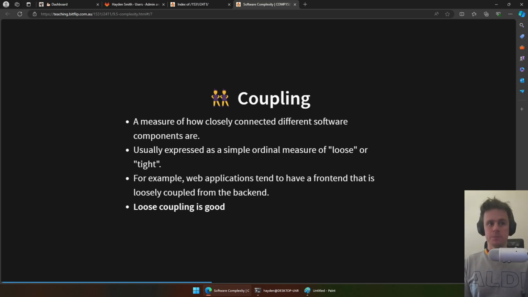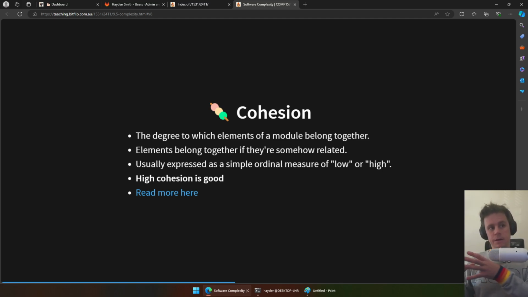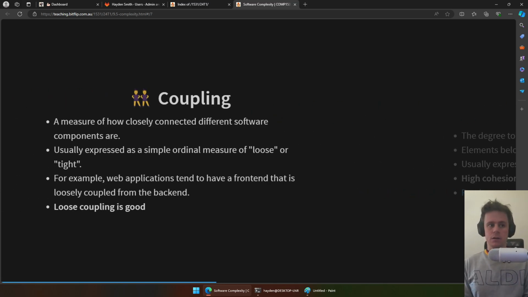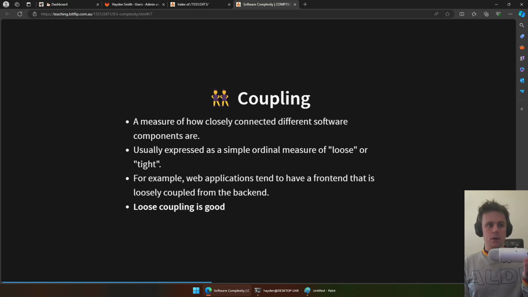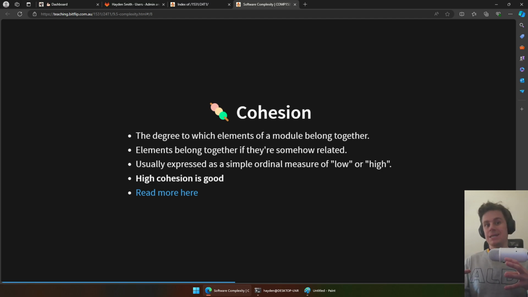The first one is coupling. Coupling is a measure of how closely connected different software components are. Cohesion is the degree to which similar things in the code are together. What we want from our code is high cohesion and low coupling. Low coupling means things that are different stay away from each other, and high cohesion means things that are similar stay close together. It's a little bit of a funny way to think about it.